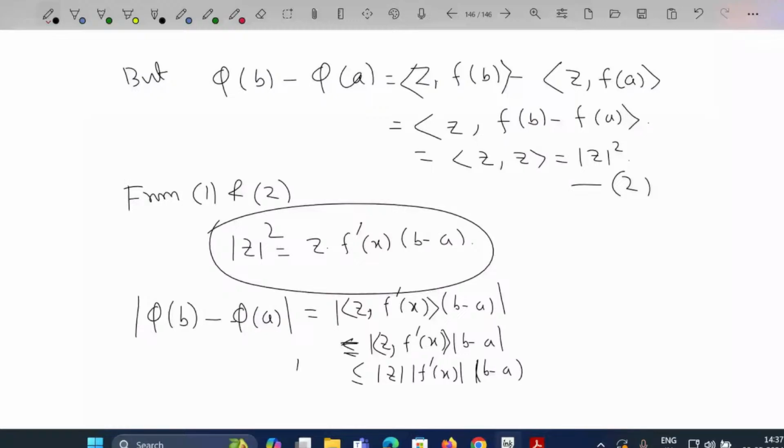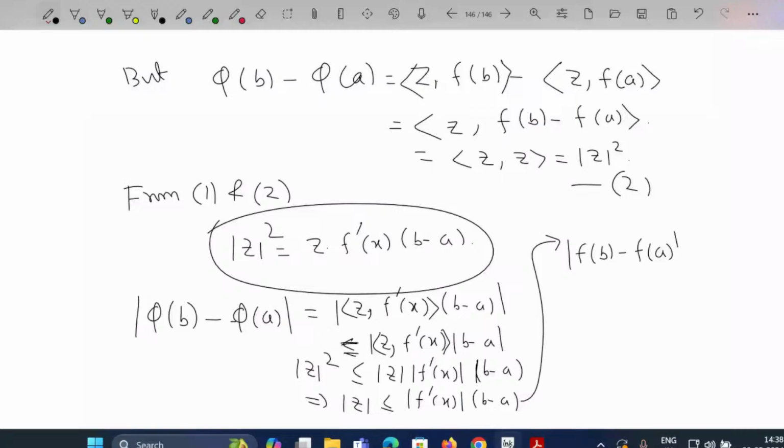So mod of j cancels out, and we have mod of j less than or equal to mod of f dash x into b minus a. But what is mod of j? It implies mod of f of b minus f of a, because j is nothing but f of b minus f of a. So we have mod of f dash x into b minus a. That is how we got this.